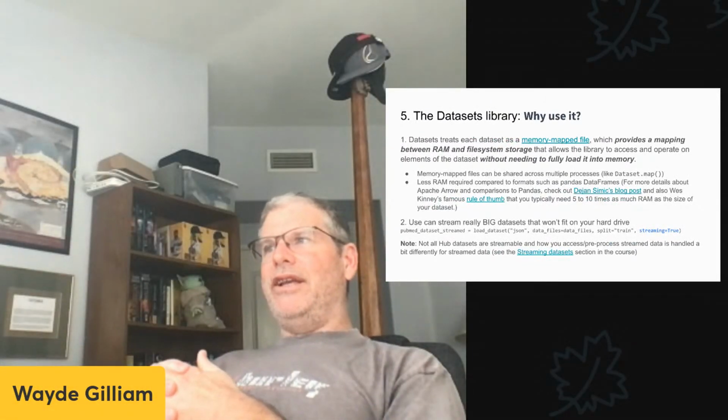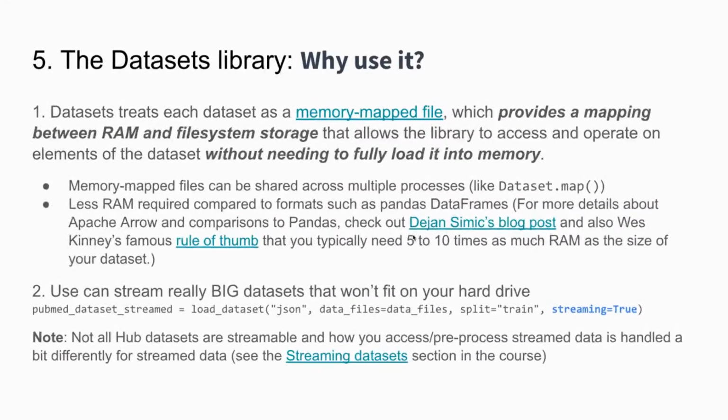So check out some of the blog posts by Dejan Simic. He has a post talking about how the Apache Arrow format works and how it compares to pandas. And for anybody that's loaded big data sets, you'll know how much RAM utilization can skyrocket. Wes McKinney has a rule of thumb that you typically need 5 to 10 times as much RAM as the size of your data set. So that's one of the first reasons to consider using data sets for pre-processing and actually training your models.